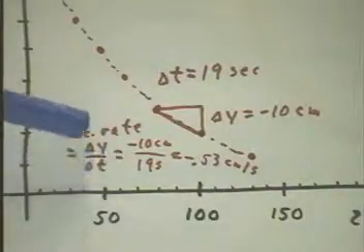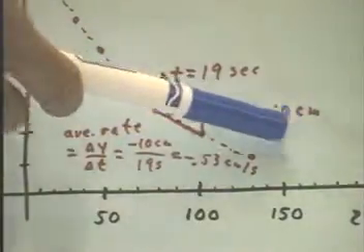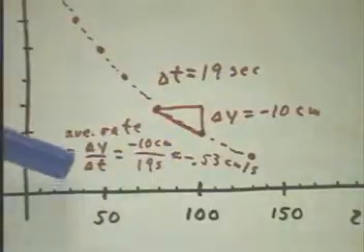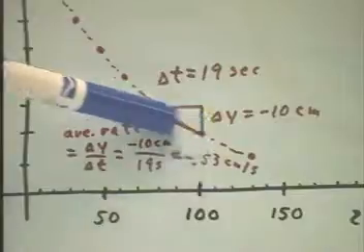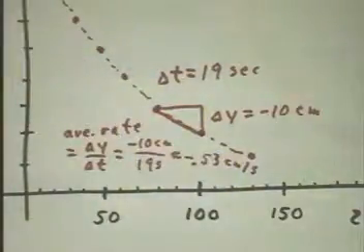nothing but the slope. The slope of this is the rise over the run. The rise is your negative 10 centimeters on top here. The run is your 19 seconds on the bottom. So what we see is that the average rate is represented by the slope between these two points, the slope of this line segment, and that's negative 0.53 centimeters per second, consistent with the negative 0.53 centimeters per second that we calculated when looking at the table.